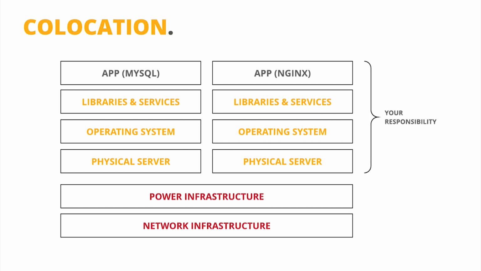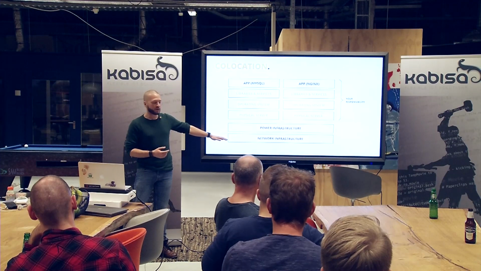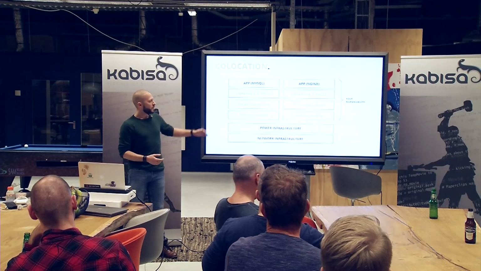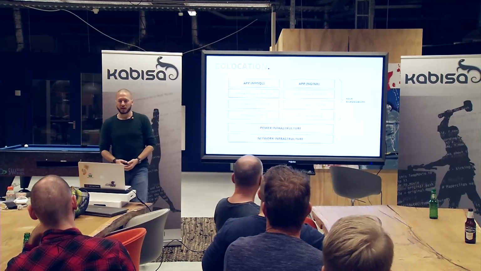Then came colocation, probably familiar to all of you. There's a data center managed by somebody else, and you can place your own physical server there. Then you're no longer responsible for the network infrastructure and the power infrastructure because the data center is, but you still need to manage your physical server, your operating system, your libraries, and your app.